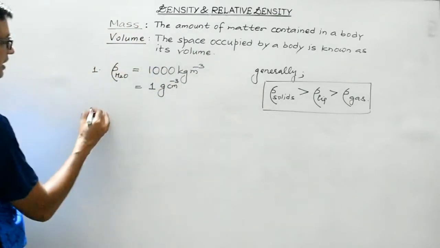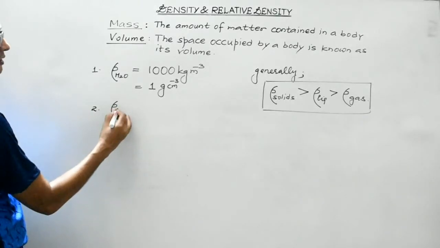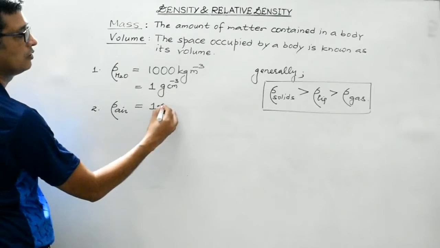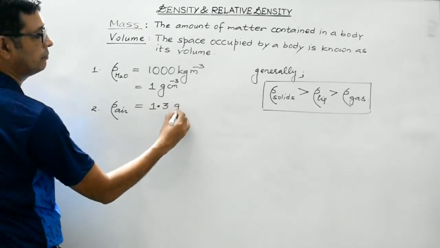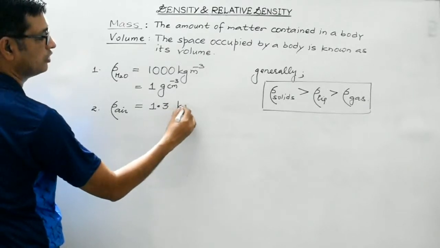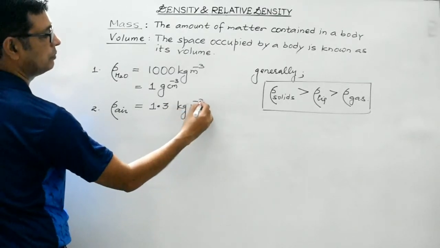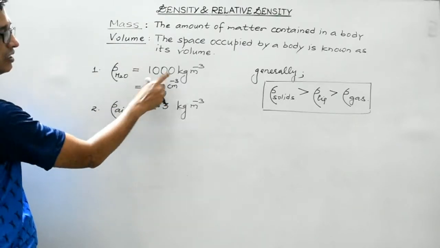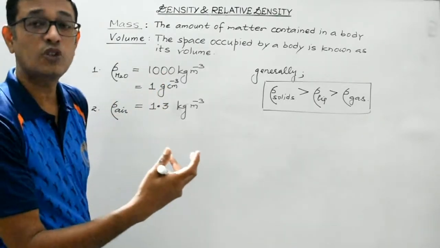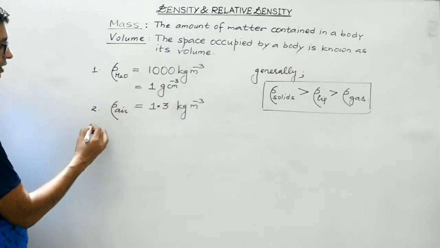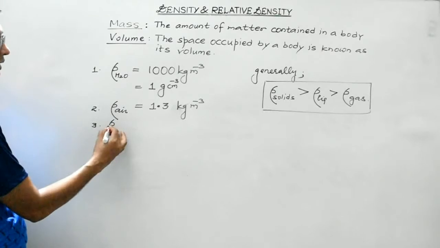Second, the density of air is only about 1.3 kg per meter cube. It's in kg per meter cube. So you can check, the density of water is roughly about 1000 times greater than that of air. I am writing the values in SI. Third, density of silver.